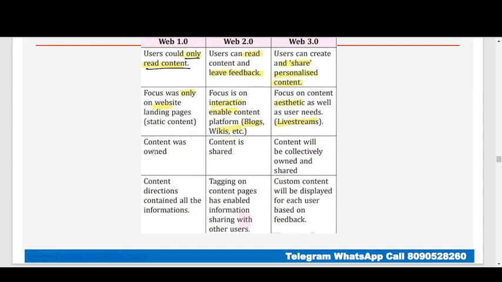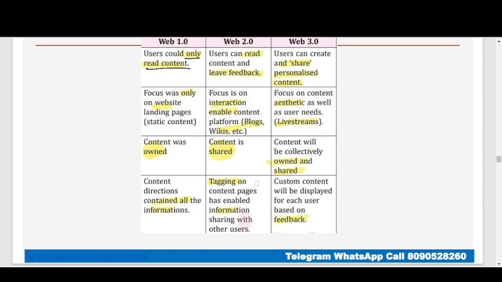In Web 1.0, the content was only owned, but in Web 2.0, content is shared also. Here just owned, but here shared also. But now in Web 3.0, both will be done, owning and sharing. Content directions contained all the information. Tagging can also happen in Web 2.0. We can tag people, and custom content will be displayed for each user based on feedback.